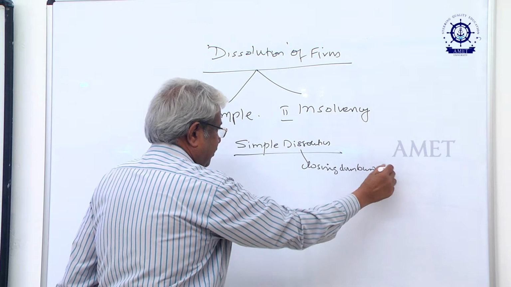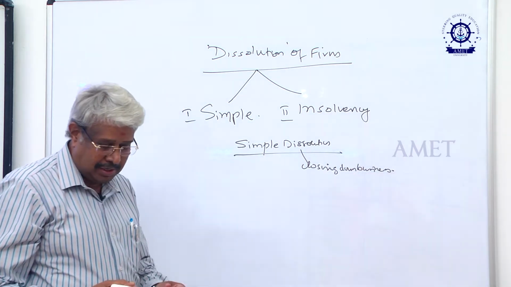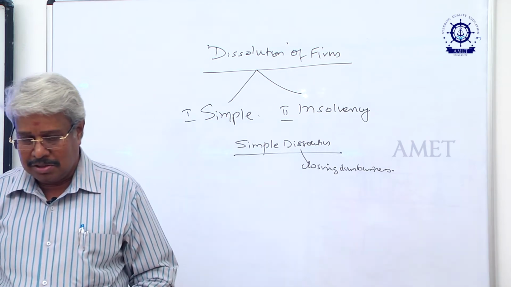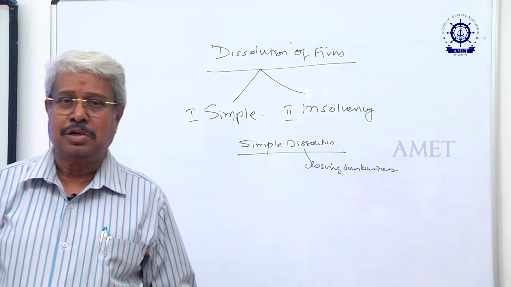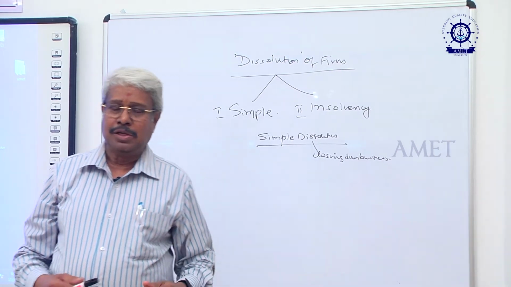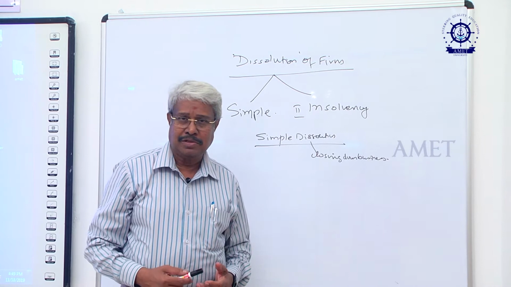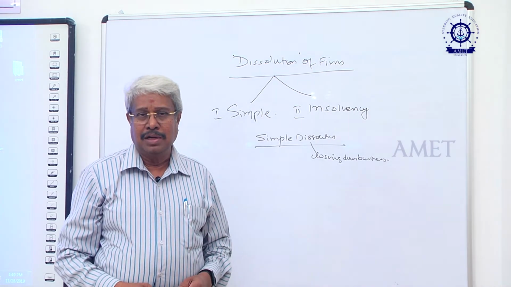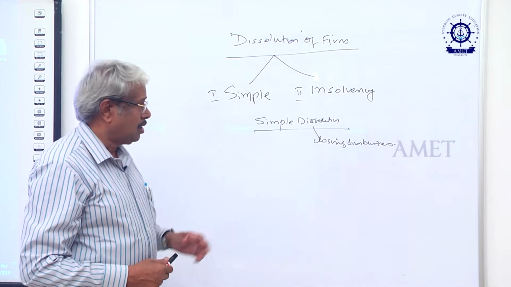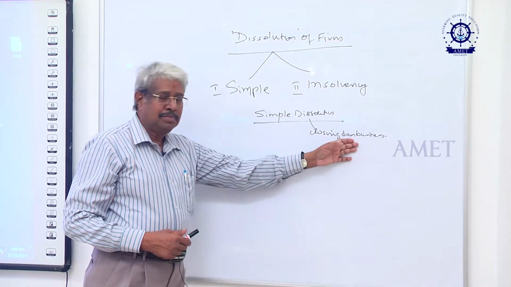So normally when the business will be closing down, when it is not running profitably, and when the partners are not willing to run the business continuously due to heavy loss, and suppose when there is no demand for their product which they are manufacturing or which they are dealing or trading, so they want to close down the business. So that we call it the dissolution of business, closing down of the business.